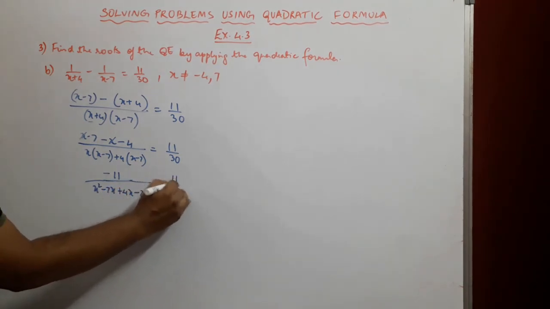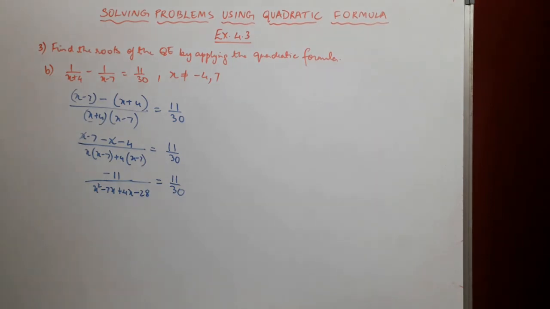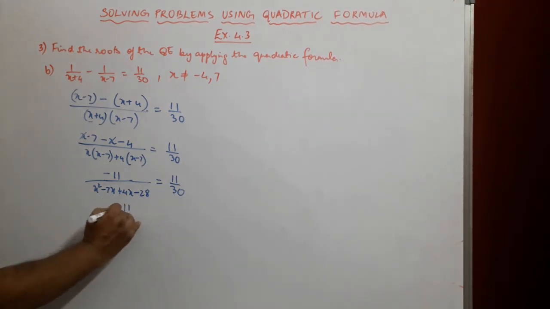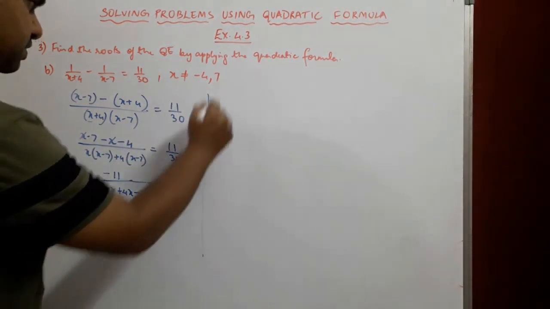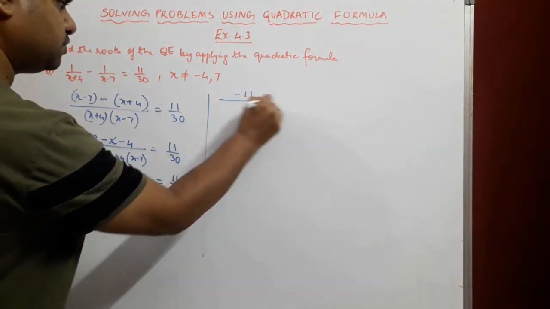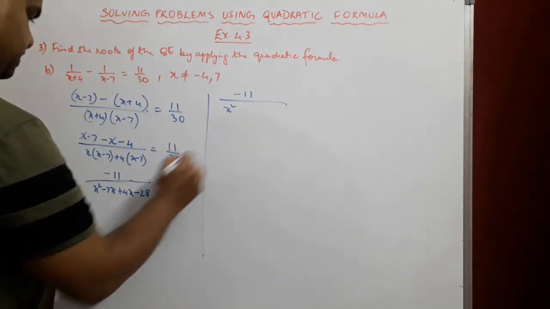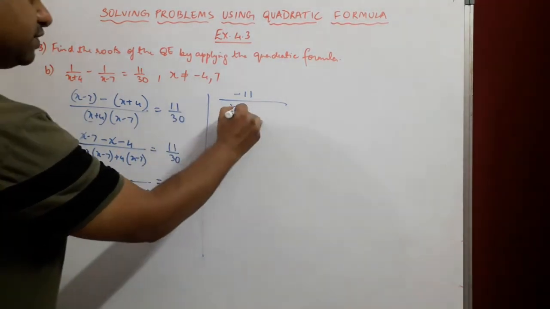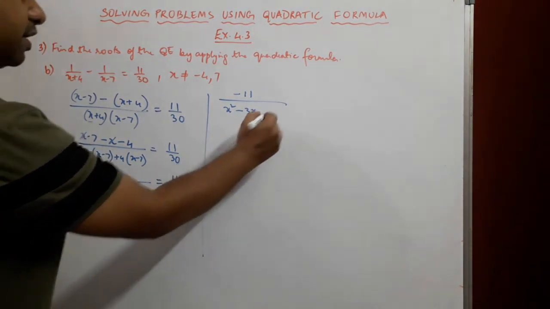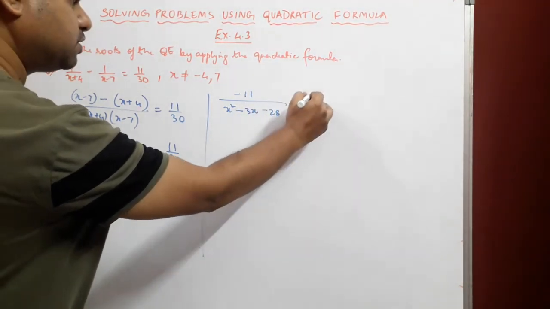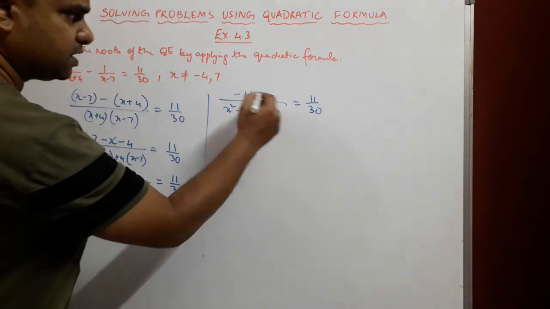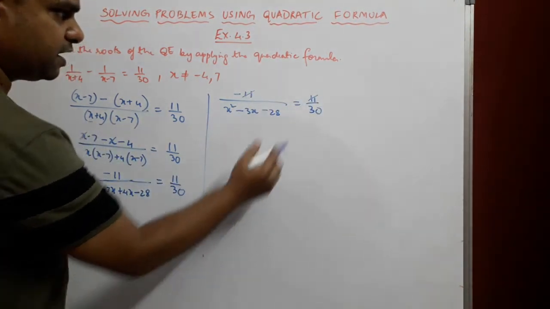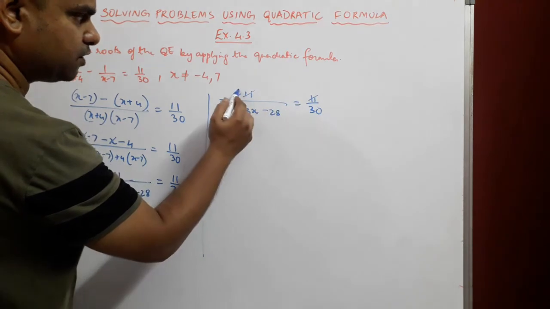This will be 11 upon 30. Then minus 11 whole thing upon x square will remain the way it is. Minus 7x plus 4x will give us minus 3x, sign of the greater number, and minus 28 equal to 11 upon 30. Now this 11 and this 11 will cancel, and we can multiply on the opposite sides now.